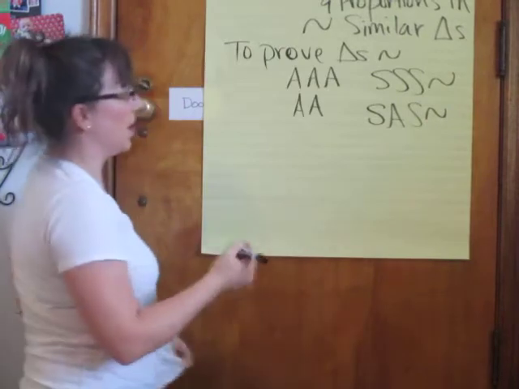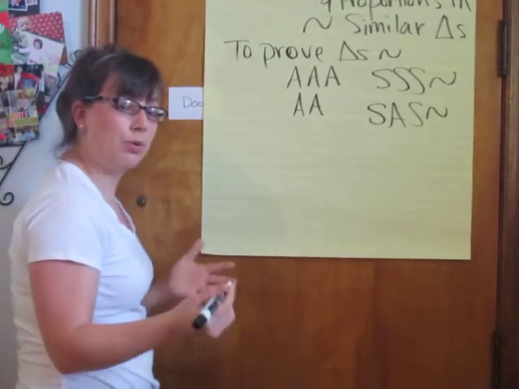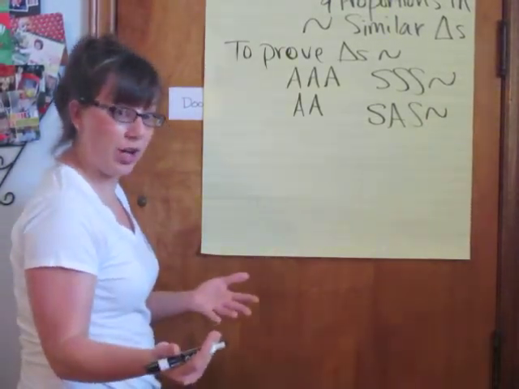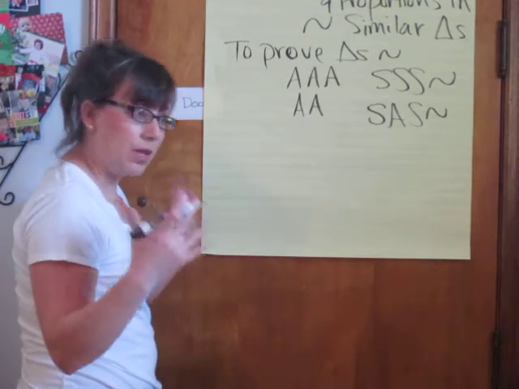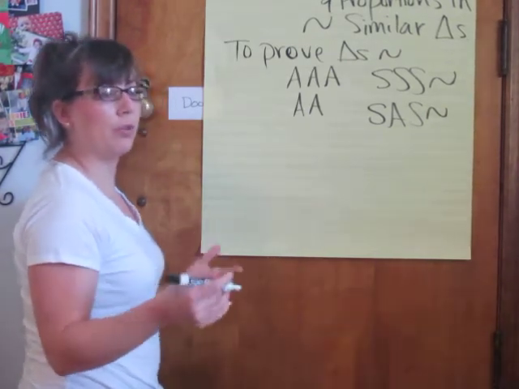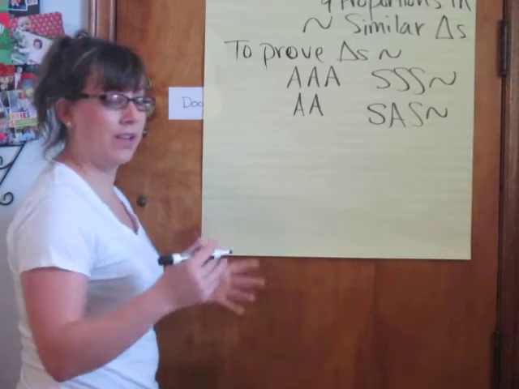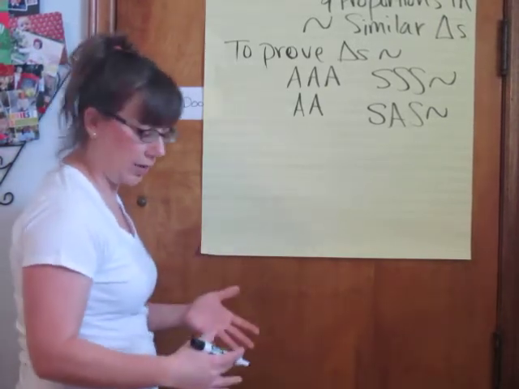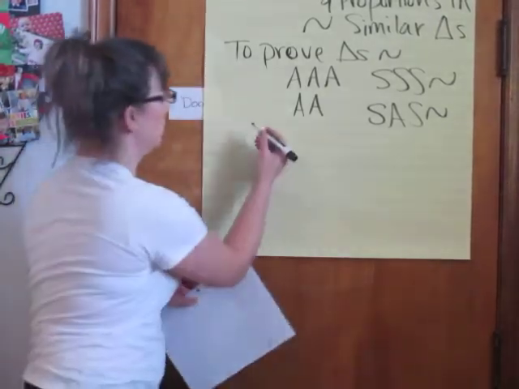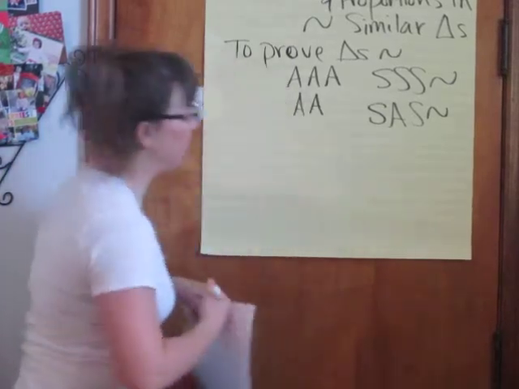Once we've proved that two triangles are similar, then we can prove that either the sides are in a ratio that are equal, or we can prove that all of the angles are congruent. Okay, so those are the features that we get once the triangles are similar.